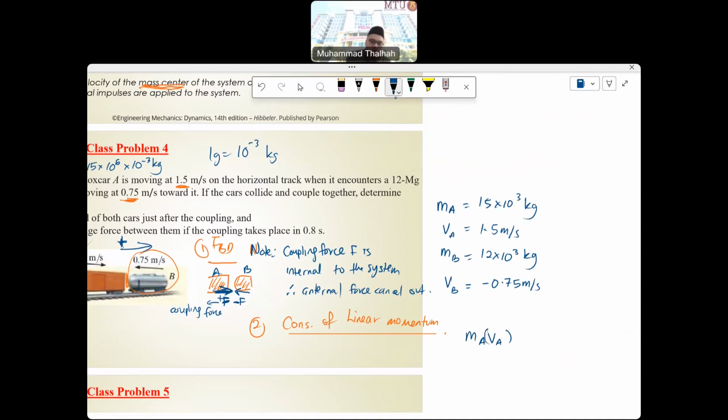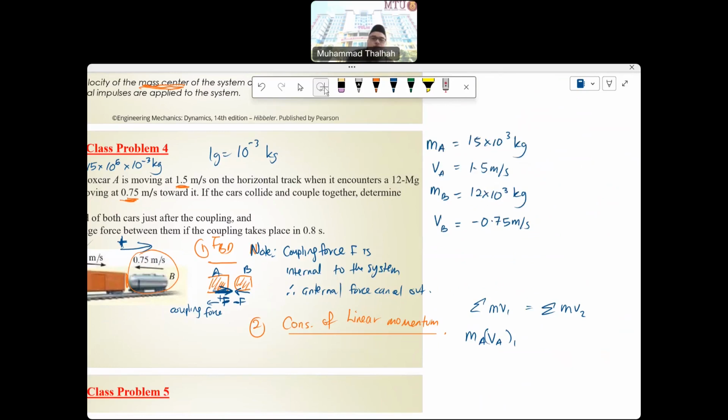So mass times velocity at point 1 equals mass times velocity at point 2, right? Like this one. But unfortunately, you have just one particle. You have to consider also the tank B. So you have to add m times v of tank B.